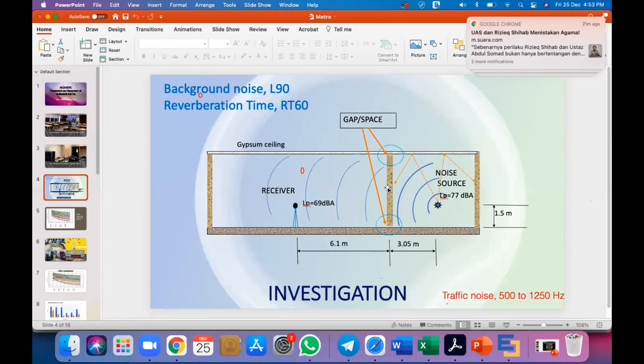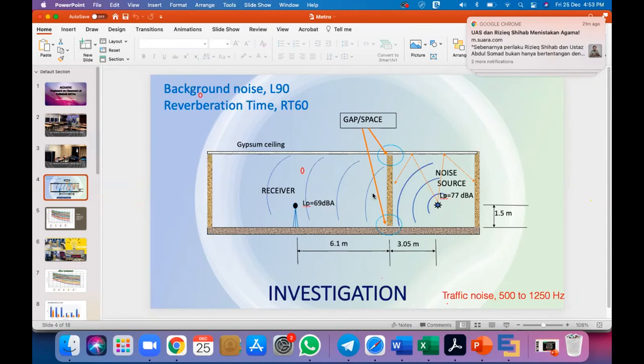I think. What is it, Nadira? Partition. But with the gap up and down there, top and bottom, so the noise can penetrate to the adjacent room. So when we measured, it's clear. We can clearly hear the people when people talk over here.